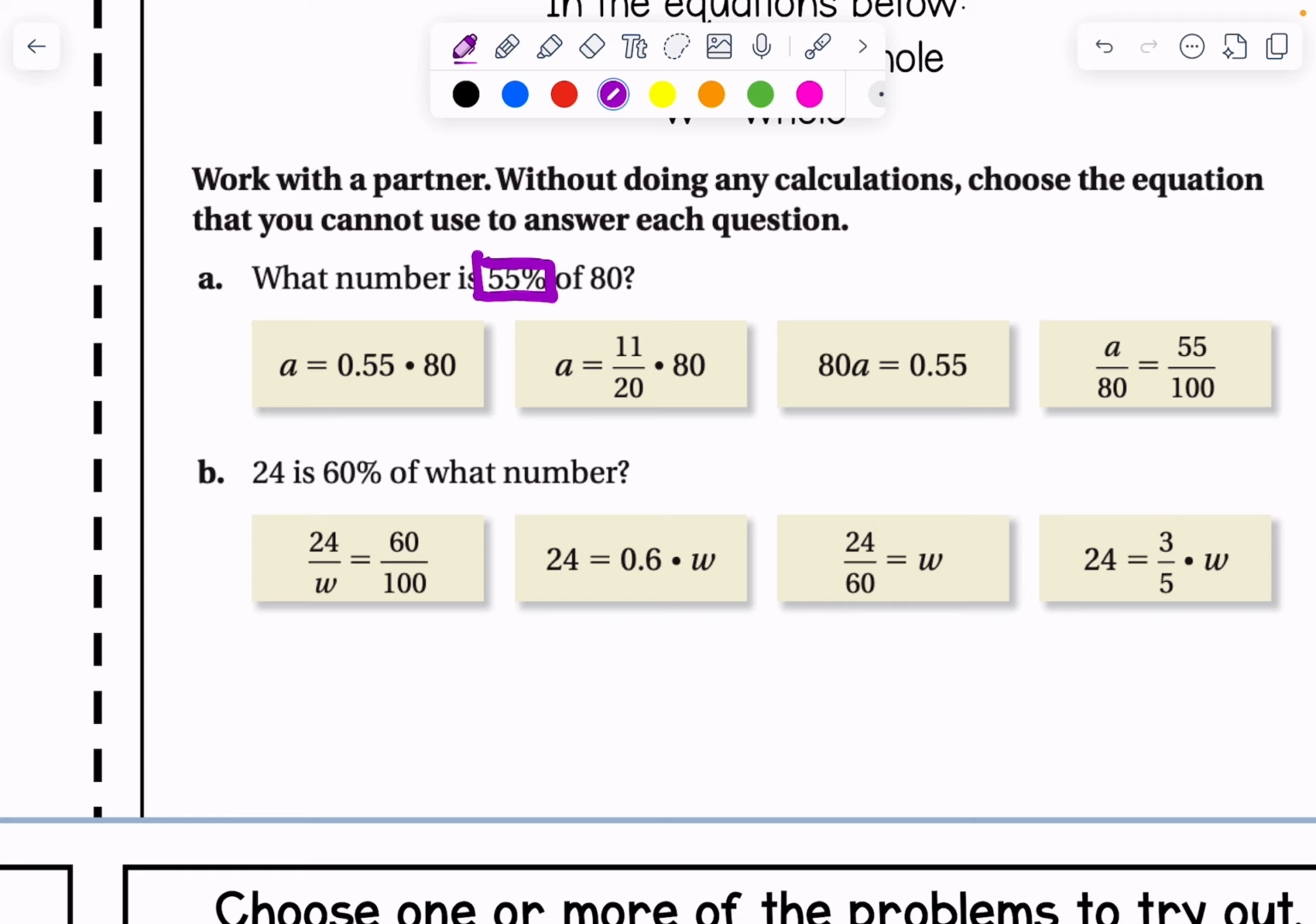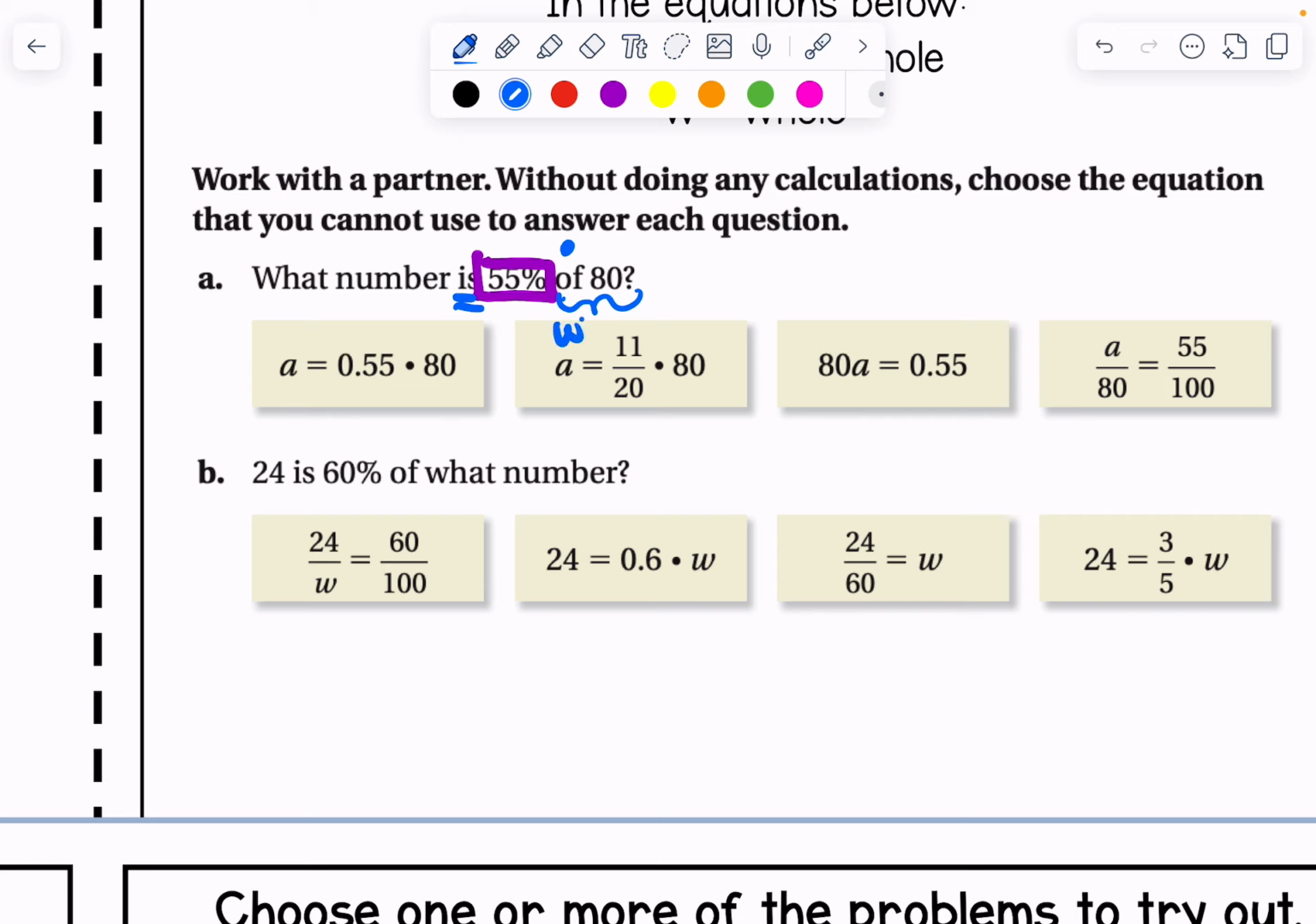And then now I need to decide, am I given the part or the whole? So what number is 55% of 80? This means equal. So the "what number" means that this is my variable. And then 55% of 80. When we take part of something, that typically represents multiplication. So there's a couple of ways that I could look at this problem. I need to be multiplying 55% times 80. Or because I'm taking part of 80, that also tells me that 80 is going to be the whole in this problem.